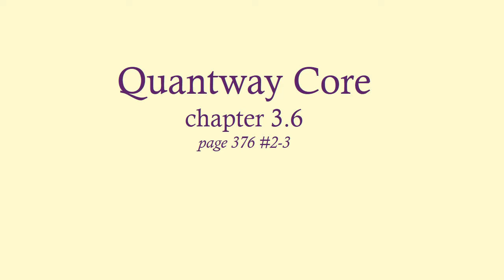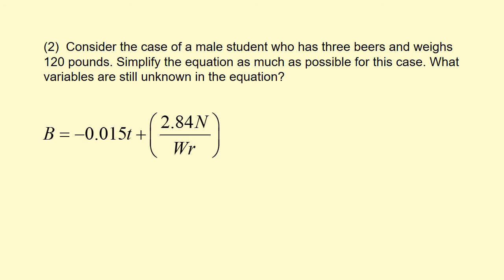All right, well, this video is going to give you a little leg up on numbers 2 and 3 from section 3.6 in your Quantway core textbook. So here's number 2. What they are doing is giving us a hypothetical situation. They're giving us a male student who's had 3 beers and weighs 120 pounds, and they want us to simplify the equation as much as possible for this case.